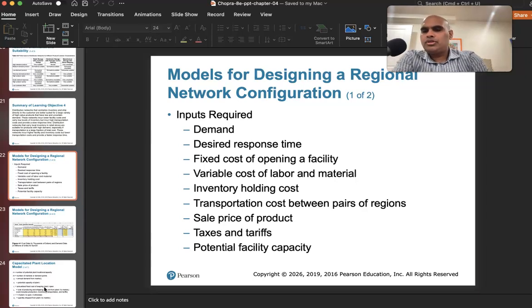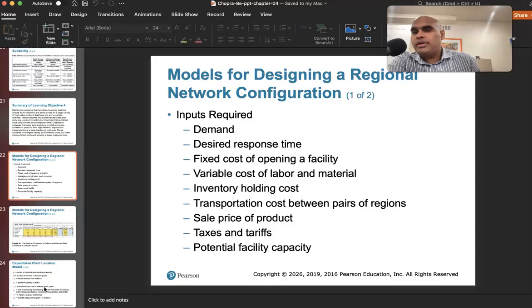Hello everyone, welcome to this series of videos where I'll be talking about the use of analytical models in supply chain design. Last week we looked at a few models where we were able to use the gravity location model, a couple of versions of the gravity location model, to figure out where to place a single facility.